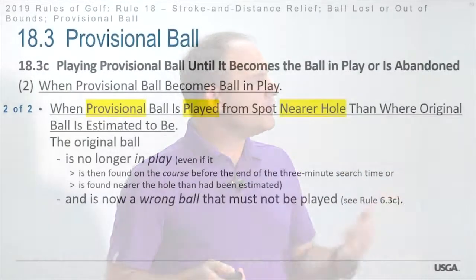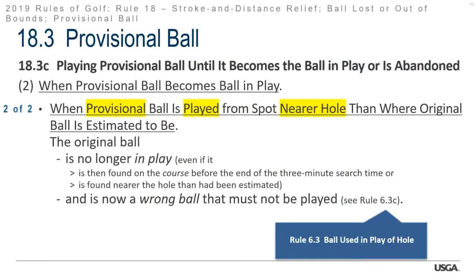Okay? When the provisional ball is played from a spot nearer the hole than where the original ball is estimated to be, the original ball now no longer is the ball in play. So in the example of that shaded area, if she goes up and plays that stroke from B, she played A short of where the original is supposed to be, but then plays the stroke from B, now the original ball becomes a wrong ball and is out of play. The provisional is now the ball in play, even if the 3-minute search time has not concluded. So be careful of when you're playing that provisional.